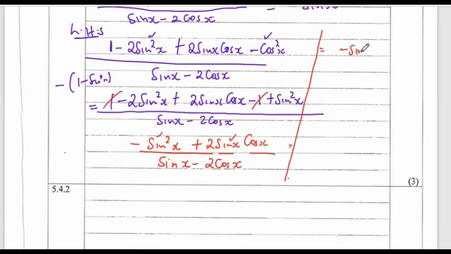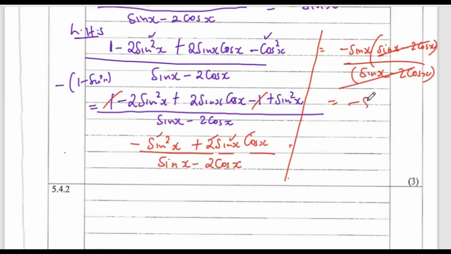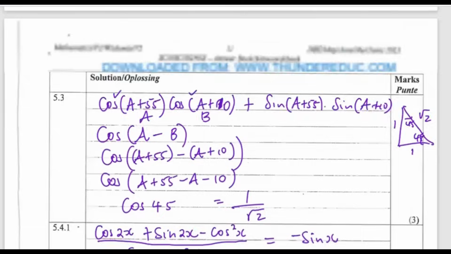I'm going to take negative sine x outside. I'll be left with just a positive sine x minus this and that, 2 cos x. I'm dividing it by sine x minus 2 cos x. Okay, so this and that will cancel. I'm left with just negative sine x. Okay, so which means my left hand side is equal to my right hand side. Okay, so that is that.